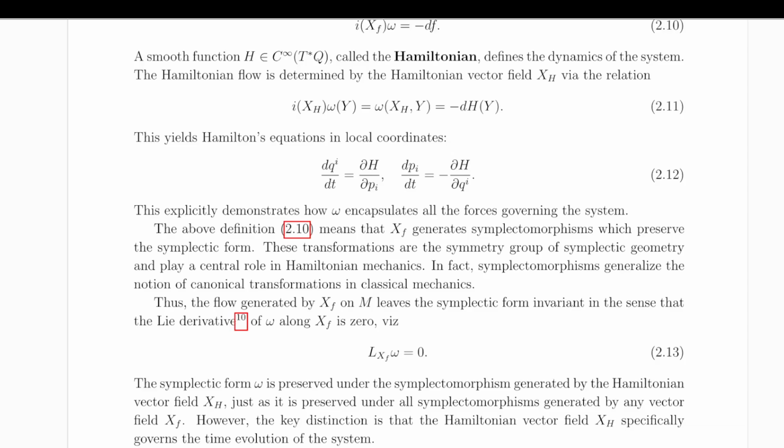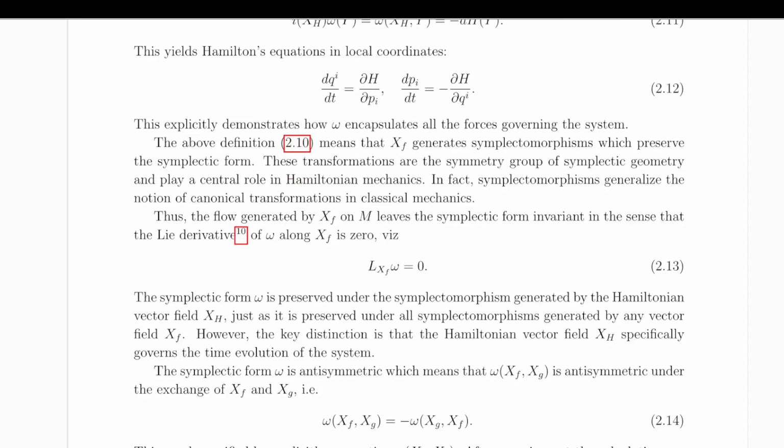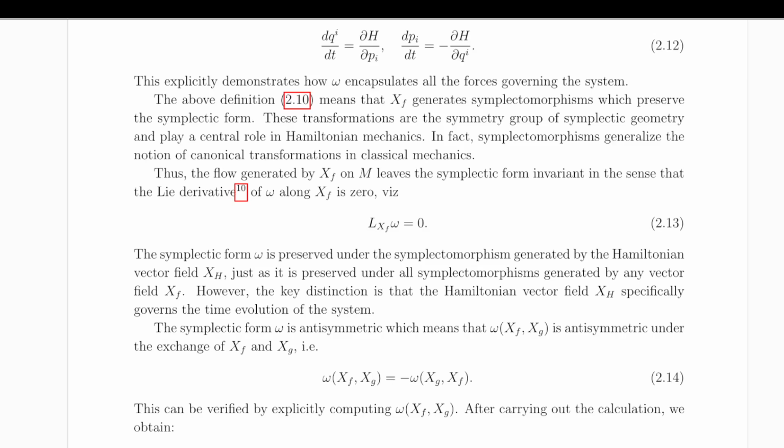The flow generated by a Hamiltonian vector field preserves the symplectic form omega. This invariance defines symplectomorphisms, transformations that leave omega unchanged. They generalize the idea of canonical transformations in classical mechanics. Thus, the evolution of a system remains within the realm of symplectic geometry, preserving its fundamental structure.